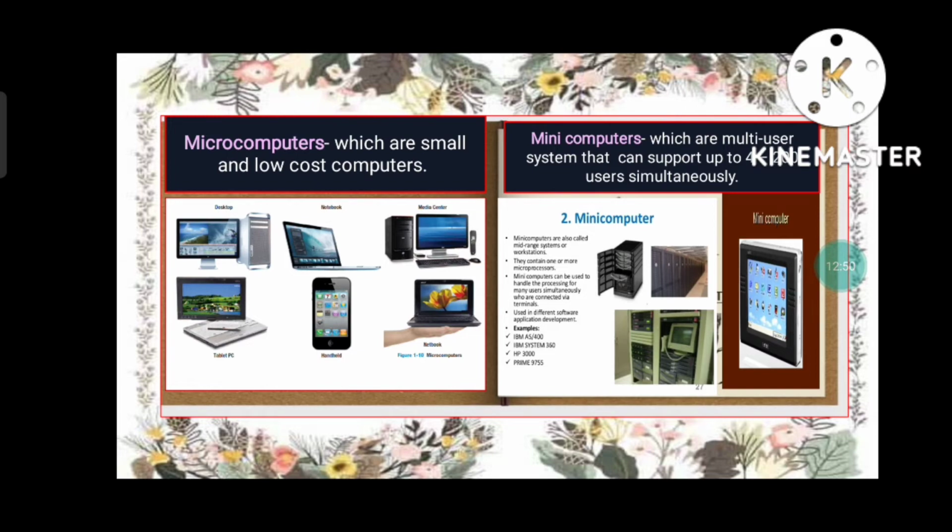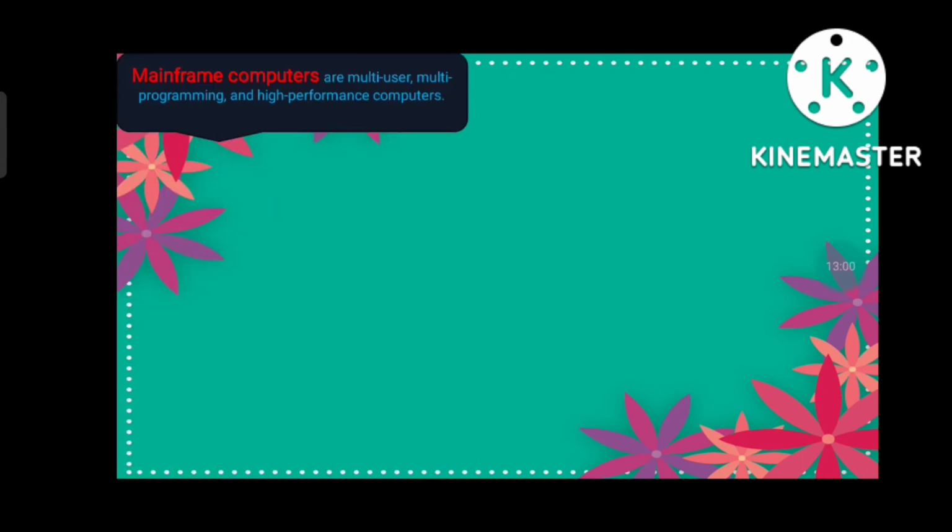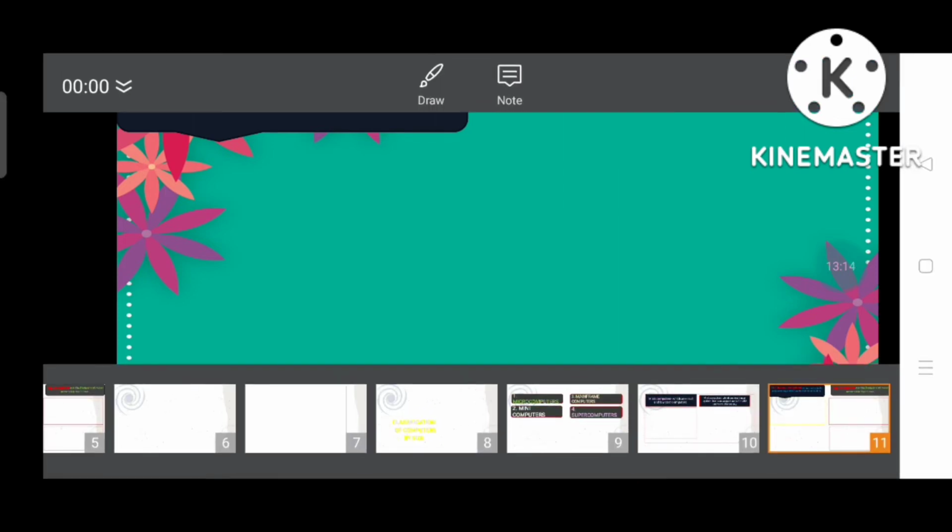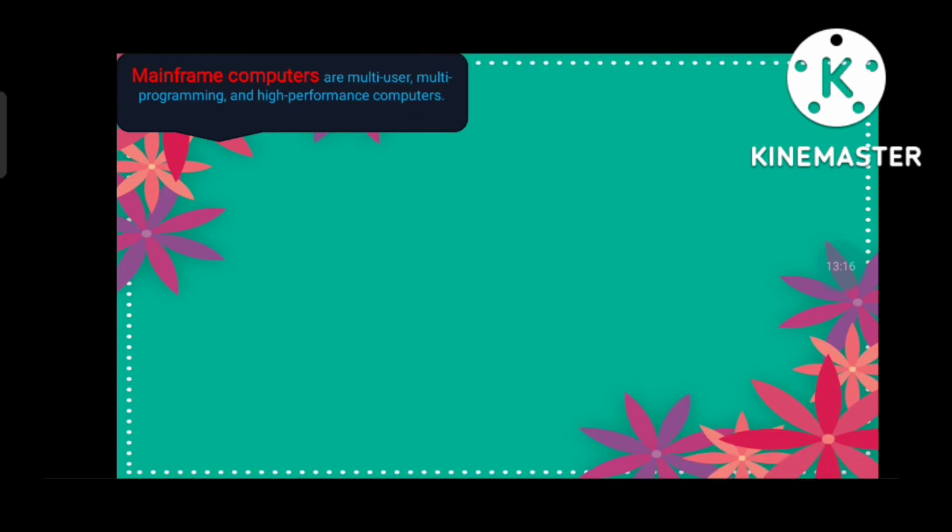9755. So a tablet is also an example of the minicomputers. Now let's proceed to the third type or size of computers, the mainframe computers. These are multi-user, multi-programming, and high performance computers.